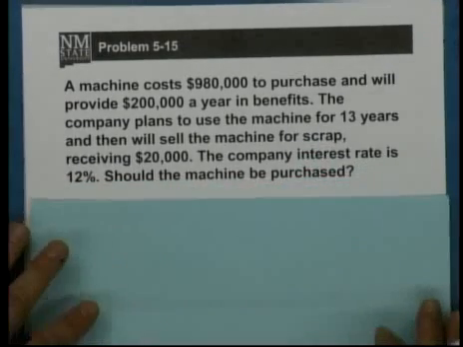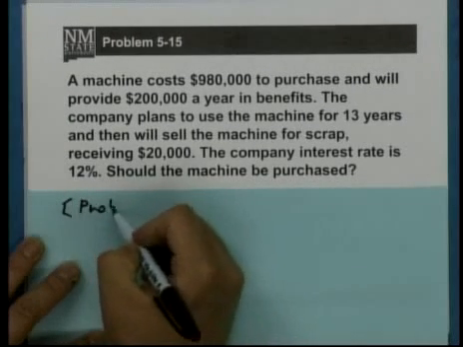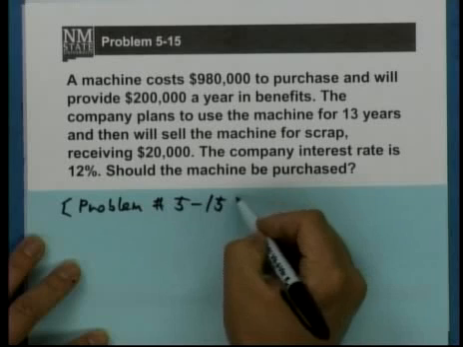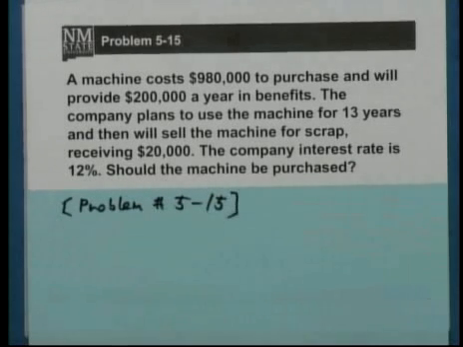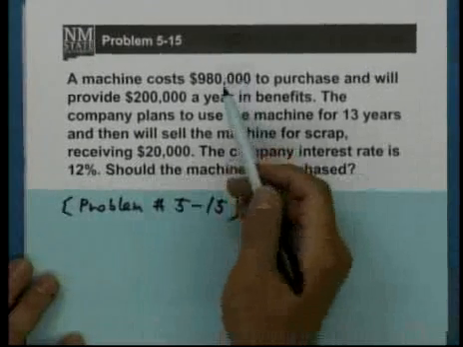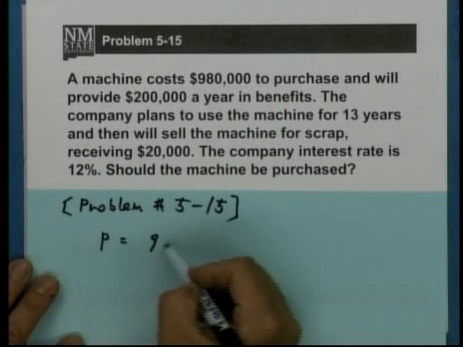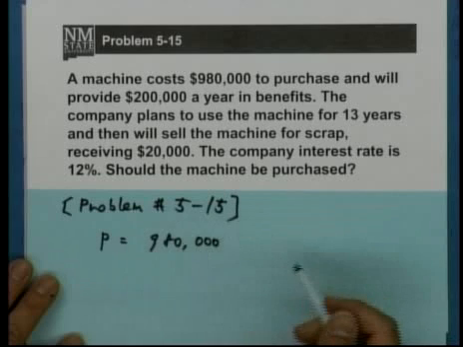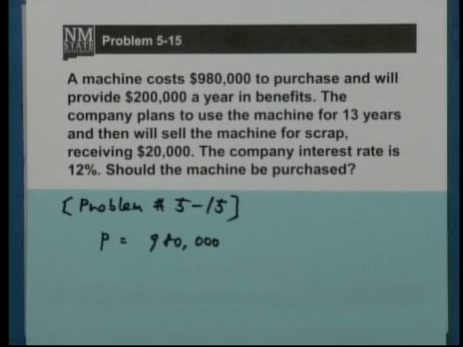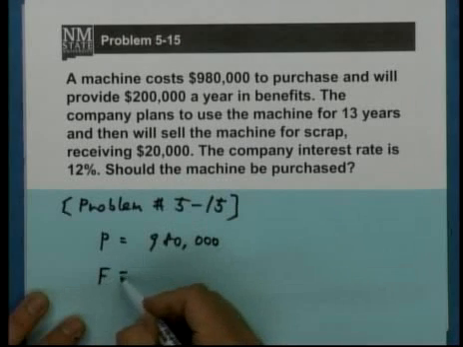Okay, so this is the problem number 5-15. So according to the problem description, the first cost, P, is $980,000, right? And how much is the salvage value? Salvage value is $20,000. So that is the future value, right?